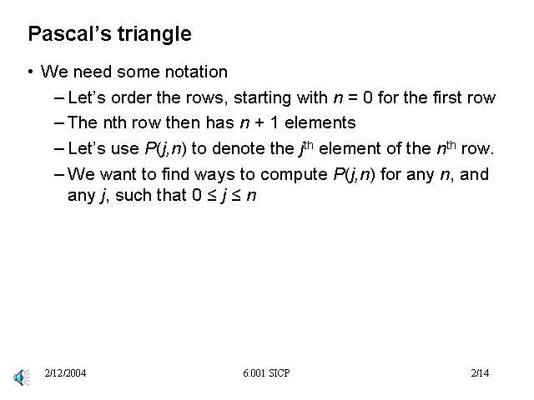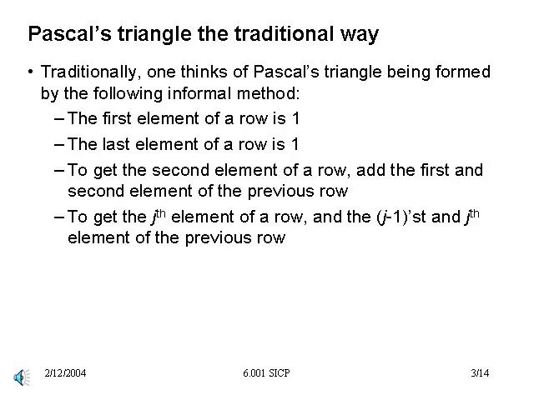So, let's structure this problem a bit. Let's order the rows and enumerate them, labeling the first row n equals 0, the second row n equals 1, and so on. We'll see that this choice of labeling leads to a cleaner description of the problem in a second. Using this labeling, we can also see that the nth row has n plus 1 elements in it. Let's use the notation P of j, n to denote the jth element of the nth row. Our goal is to determine how to compute all the elements of each row.